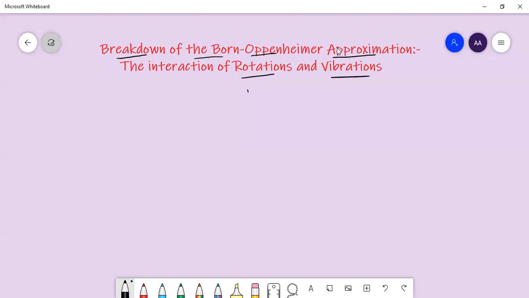In our last lecture, we discussed the vibrational-rotational spectrum of a diatomic molecule, and during that discussion we considered that the vibrational and rotational energies exist quite independently, meaning there is no interaction between the rotations and vibrations of a molecule during their transitions, which we know as the Born-Oppenheimer approximation.